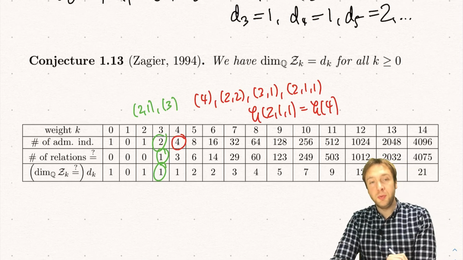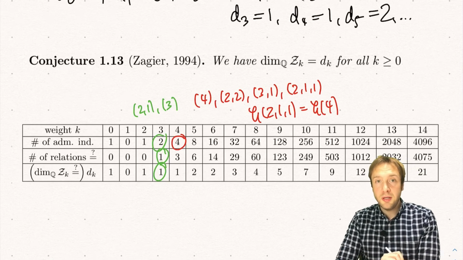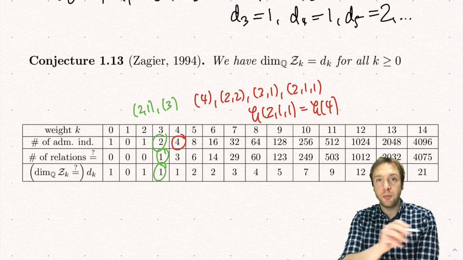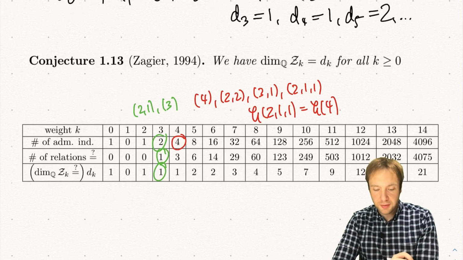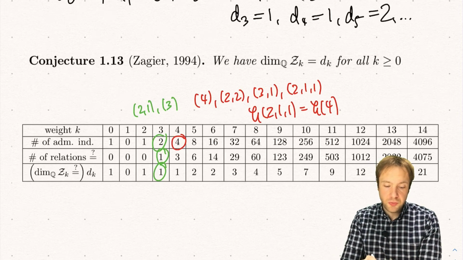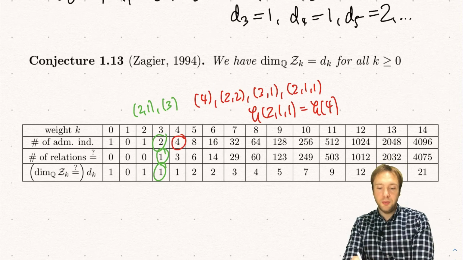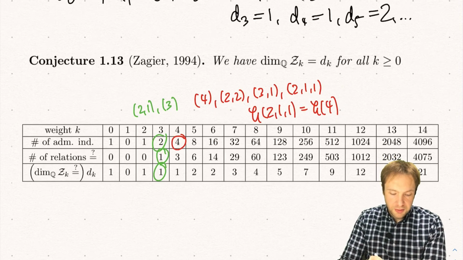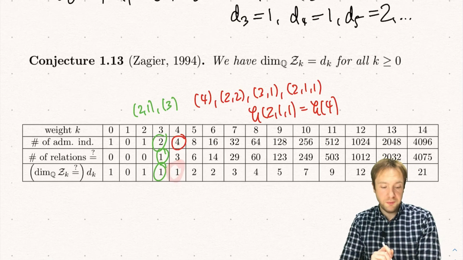And in general, this will be an example of the so-called duality relation, that zeta(2,1,...,1) is always equal to zeta(k). But also zeta(2,2) and zeta(3,1) are also multiples of zeta(4). And we get the upper bound 1 here for the dimension.